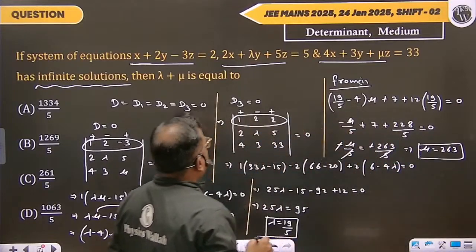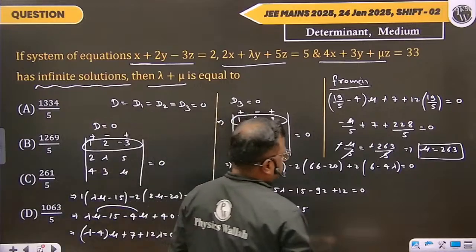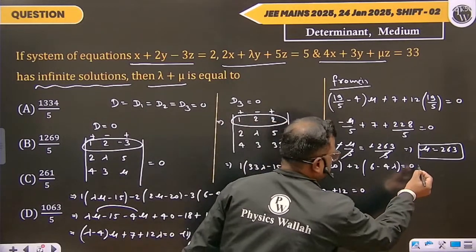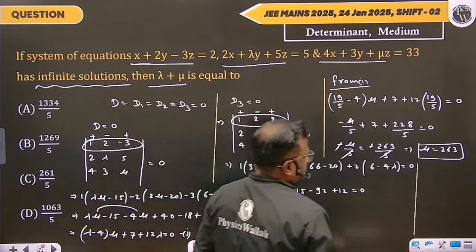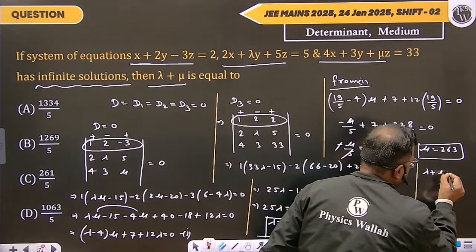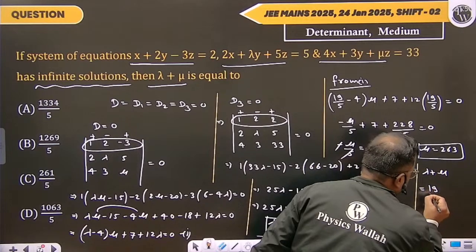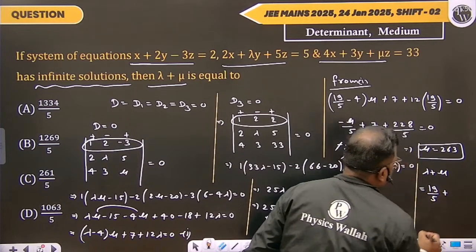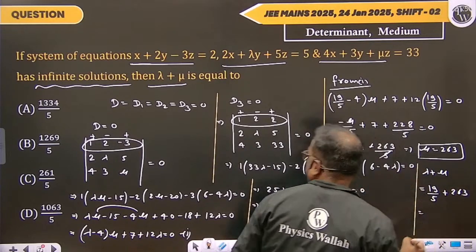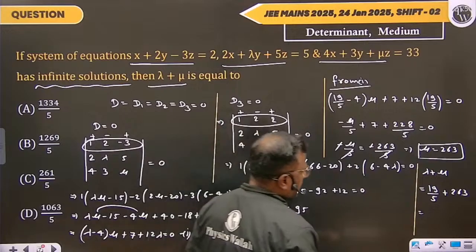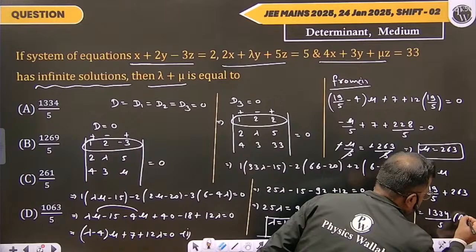Now finally, you have to find the value of lambda plus mu. Lambda plus mu equal to the value of lambda, 19 upon 5, plus mu, 263. Okay, 1334 upon 5, so option A is the right answer.